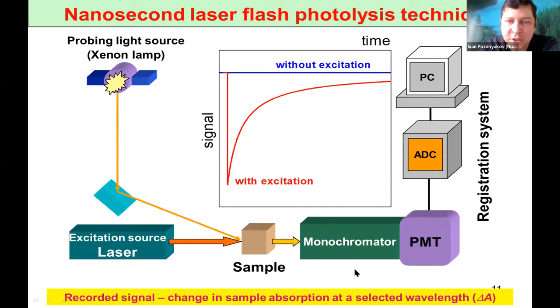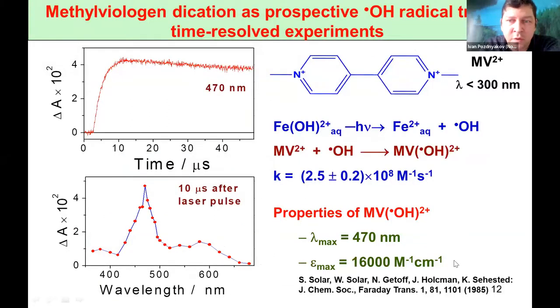And so you can measure the intensity of the light coming through the sample without excitation, and with excitation, take the difference and obtain the so-called differential absorption. So it's like optical absorption, but not the absolute value, but the difference between the excited and non-excited sample. Okay, so what did we propose?